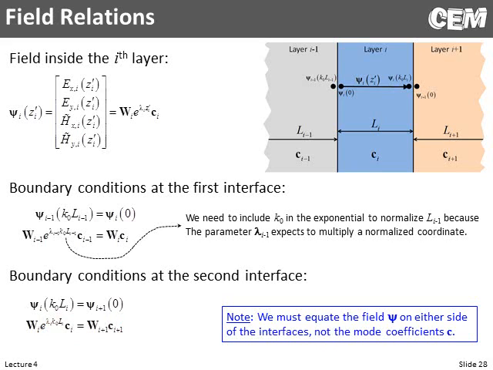That's probably the hardest step in this, is doing those boundary conditions. Does everybody follow that? We do that by matching the fields on either side of the interface, not those mode coefficients. That's maybe an easy thing to confuse. It's not the mode coefficients, C's, that are continuous across the interface. It's the fields.